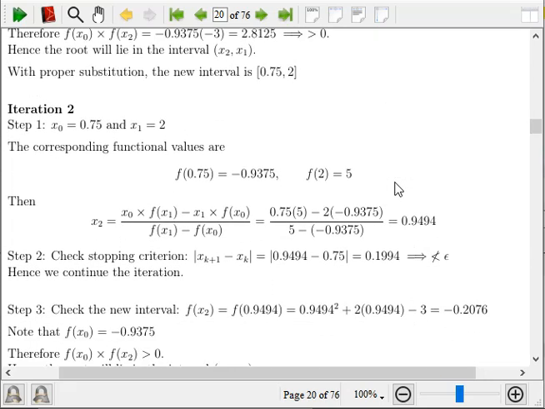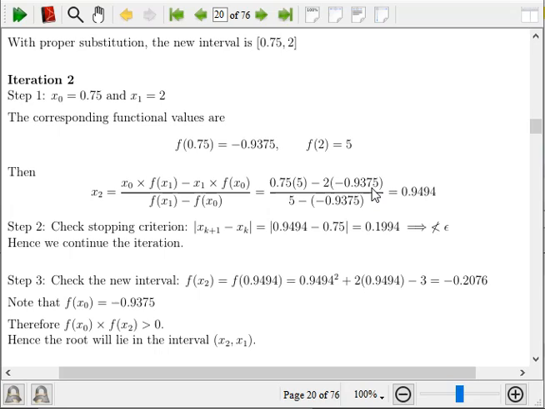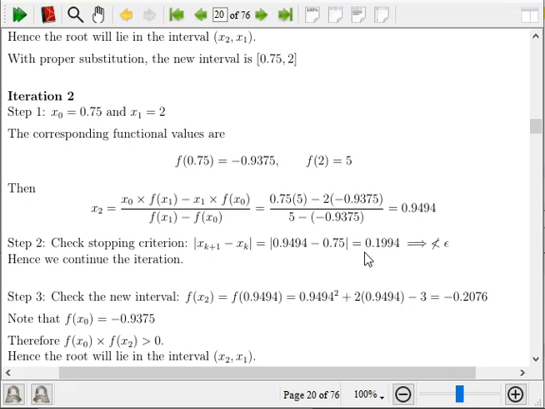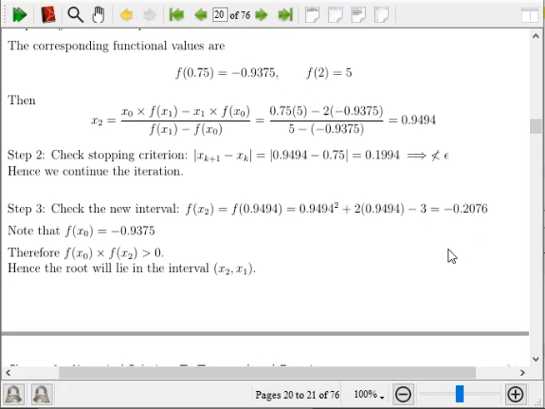And we check. Upon comparison, we realize that this value is not less than epsilon. Epsilon is 0.05, and 1.2 is greater than 0.05. So we may have to continue the iteration.